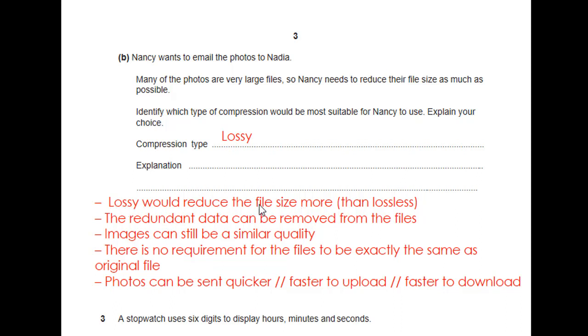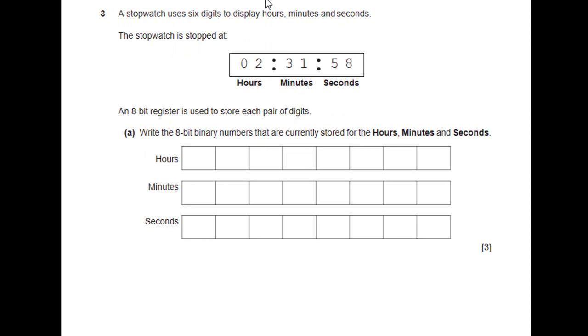Again, I would say these answers here. So lossy will reduce the file size, redundant data is removed, and I would also say photos can be sent quicker, faster to upload, faster download. Something along those lines would be the easiest ones to remember here for the exam.